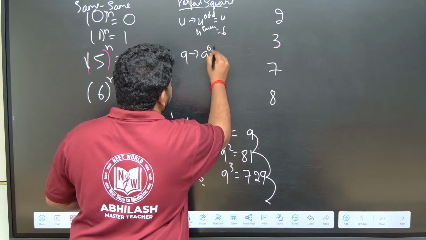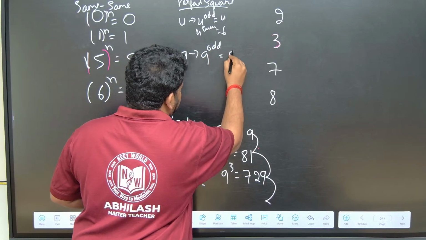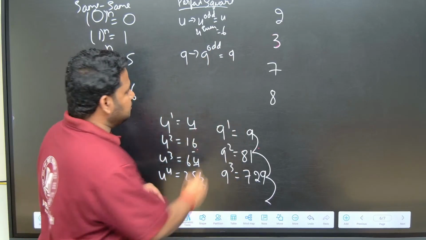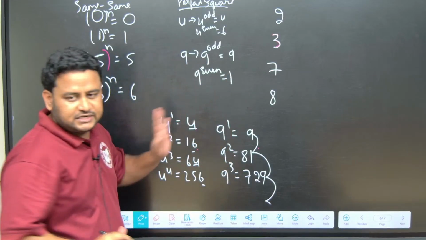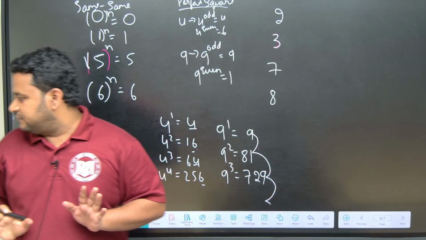9 to the power of odd is 9. 9 to the power of even is 1. Clear? So we understood this.